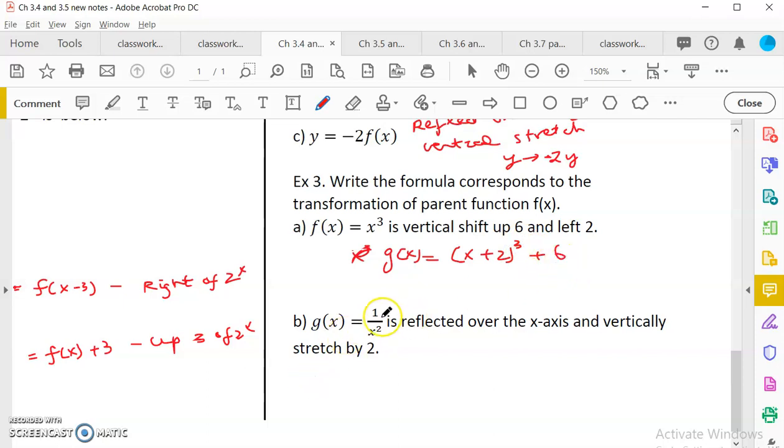1 over x squared is reflected over the x-axis, so reflection over the x-axis is up and down, right, because the x-axis is up and down. This is the x-axis, so up and down is vertical, so it is negative 1 over x squared. And then it is a vertical stretch by 2, so just multiply by 2. So the new function is negative 2 over x squared. That's it.